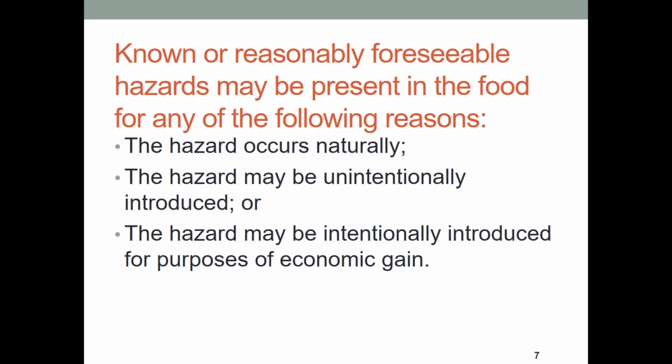Or it may be a hazard that's intentionally introduced for purposes of economic gain. All of us are familiar with the problems that we had with the melamine in China and some of the follow-up types of economic hazards that had been introduced. But take a look at what occurs naturally, what may unintentionally be introduced by migration or some other system, and those that might be intentionally introduced too. Those are all known and reasonably foreseeable hazards.